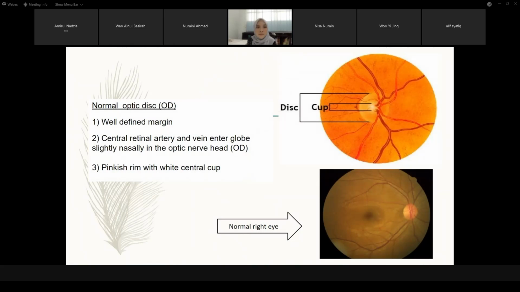So this is the normal optic disc. So we can see that in the picture above, the disc is the biggest and the cup is small, a bit brighter. We can see the disc has a well-defined margin, and the central retinal artery and vein enter the globe slightly nasally in the optic nerve head, and then the pinkish rim with white central cup. The bottom one is an illustrated, real picture of the normal right eye.